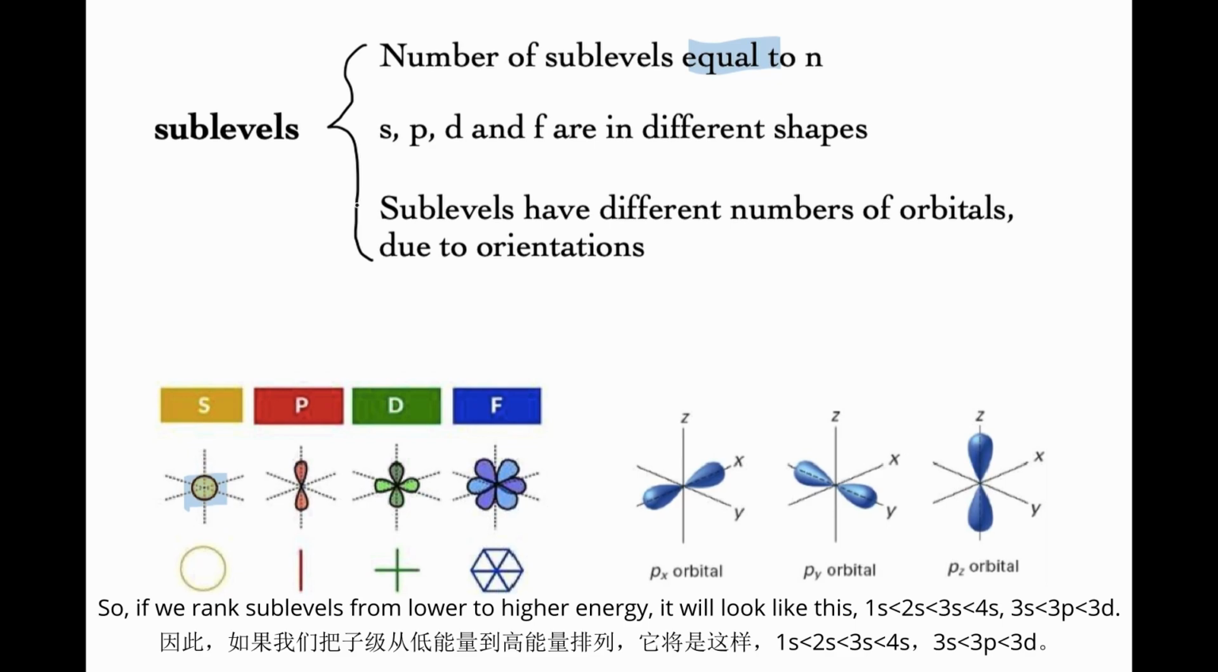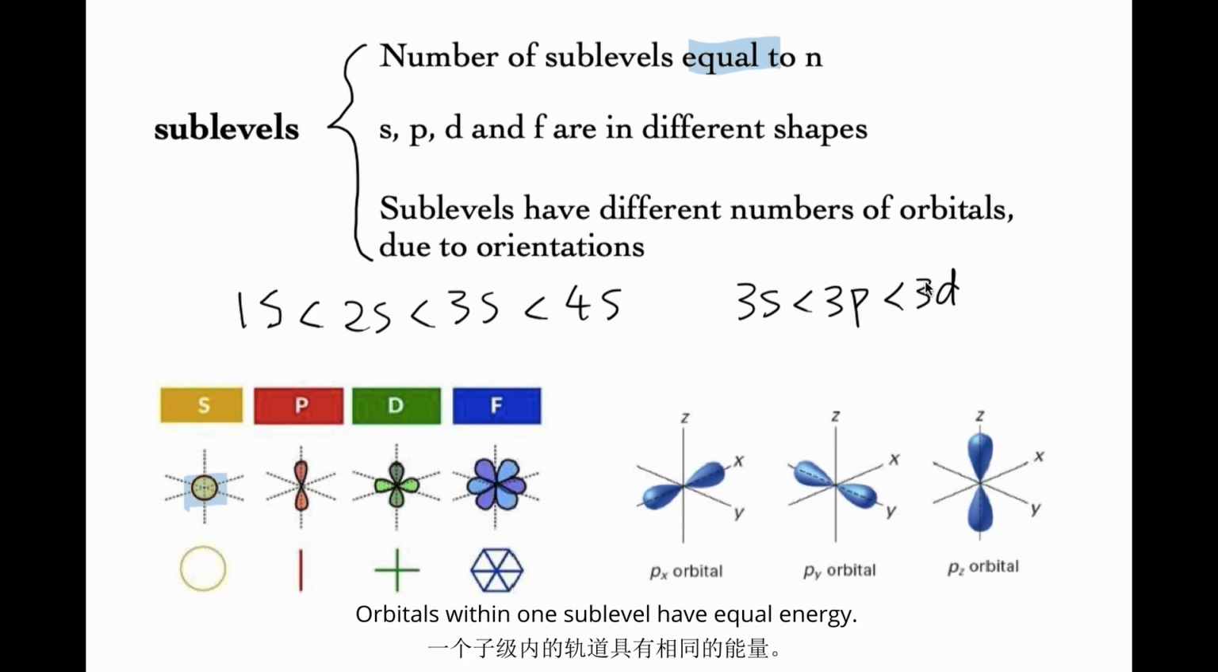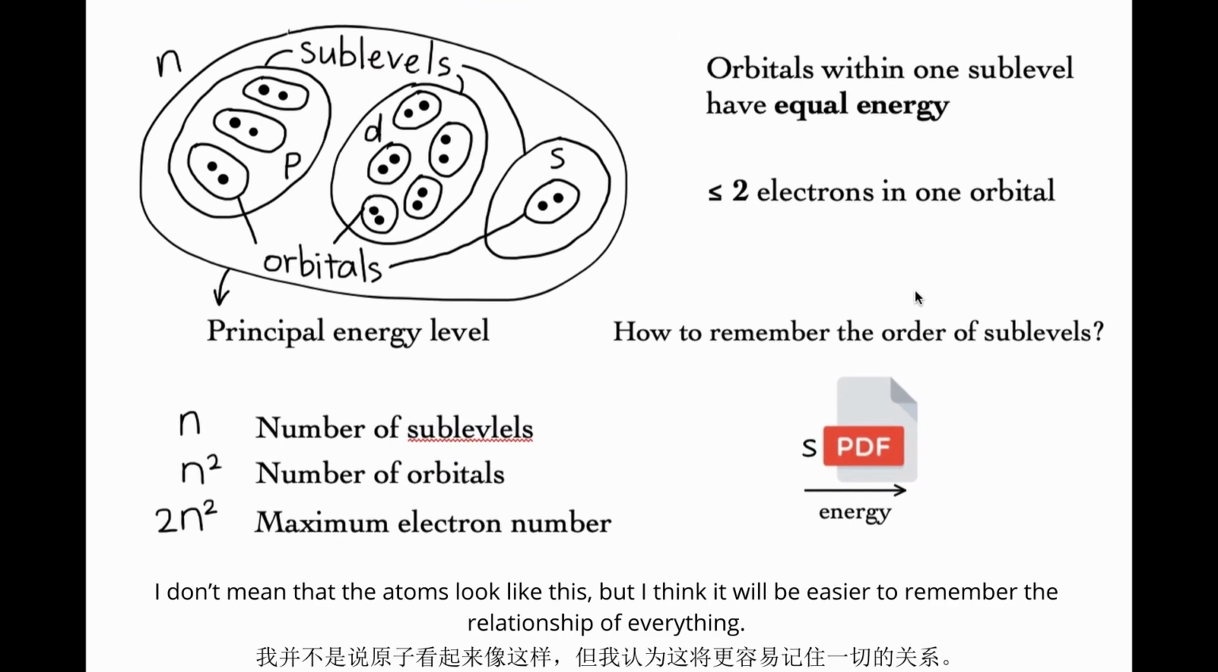So if we rank sublevels from lower to higher energy, it will look like this. 1s is smaller than 2s, smaller than 3s, and smaller than 4s. 3s is smaller than 3p, smaller than 3d. Orbitals within one sublevel have equal energy. Here's one graph to illustrate this model. I don't mean that the atoms of this model look like this, but I think it will be easier to remember the relationship of everything.